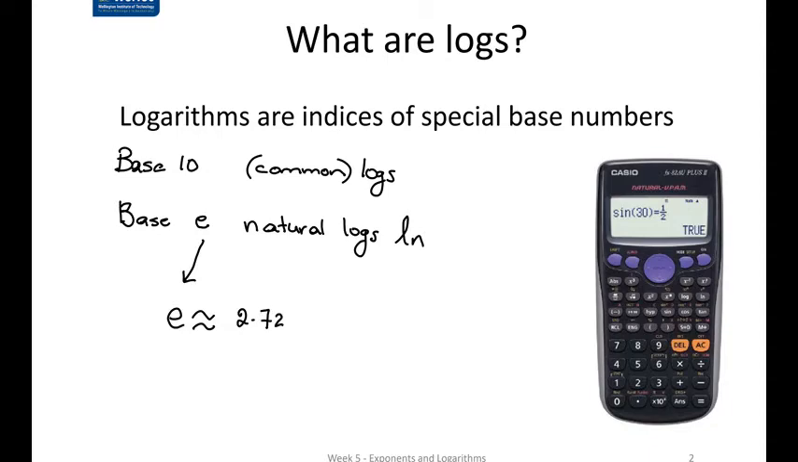Now, on our calculators, we've got two buttons. We've got a log button there, and then we've got a natural log button there. So we will use both of these as we go through.